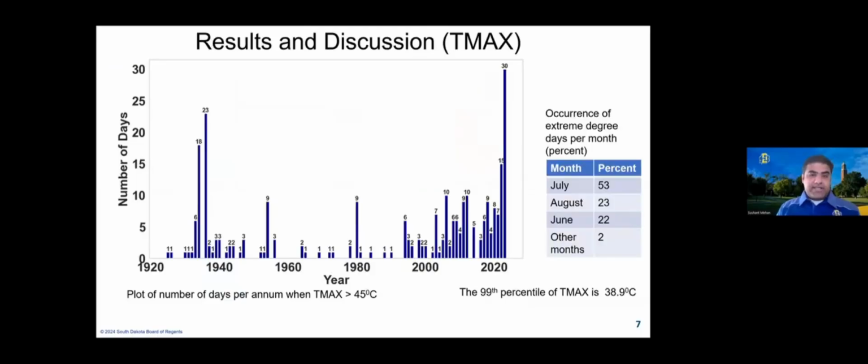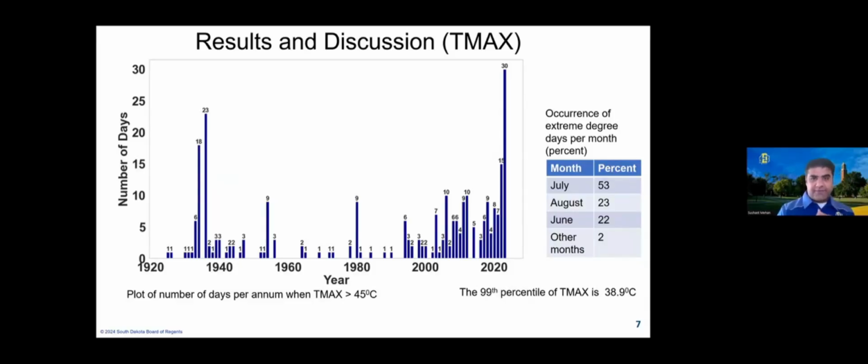The slide presented here shows the results of the analysis of extreme temperature days. So I'll start with the bottom left sentence over there. The 99th percentile of the maximum air temperature is 38.9, that is for the entire Great Plains, 7 states. But we picked the number 45 degrees Celsius, considering that it is beyond 38.9, just to see how many days over a period of a year come out to be more than 45 degrees Celsius.